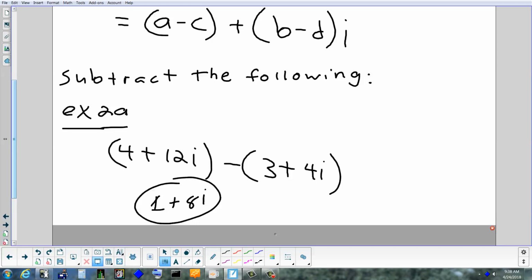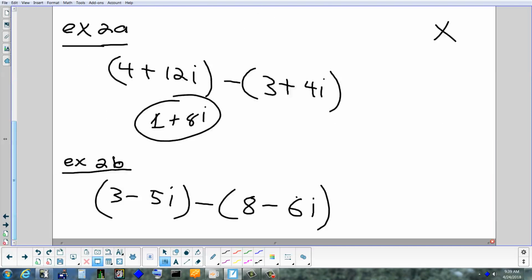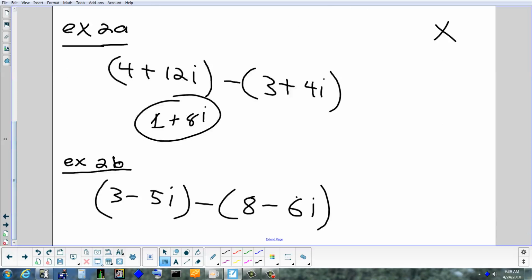Now, I don't think I've mentioned it yet, but let's say you got an answer like this. 6 plus i. What number is in front of i, even if I don't write it? 1. So the imaginary part there is a 1. Just like if you have an x, you can pretend like there's a 1 in front of it. Same idea. All right, let's try this one. So 3 minus 5i minus 8 minus 6i.